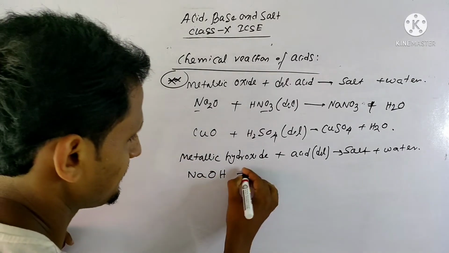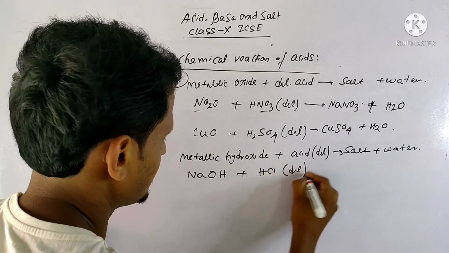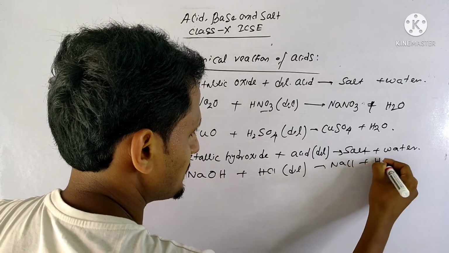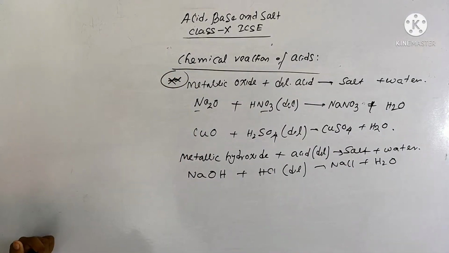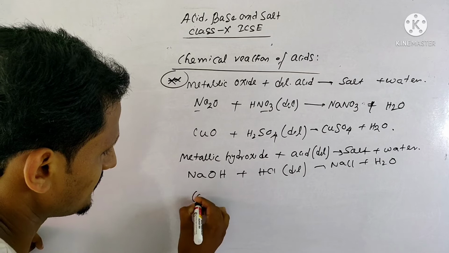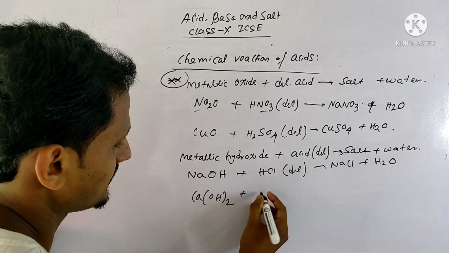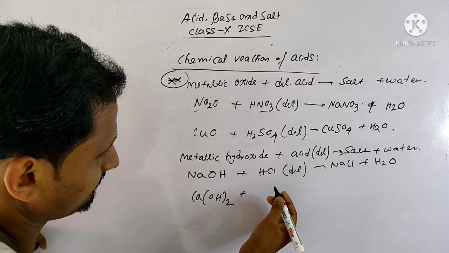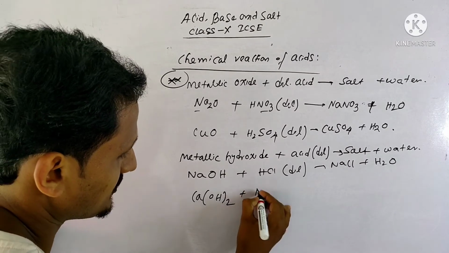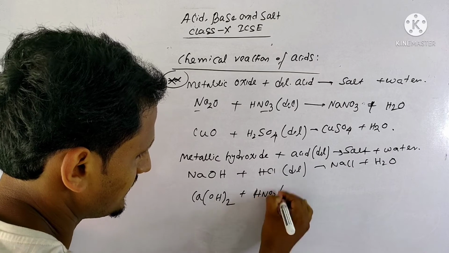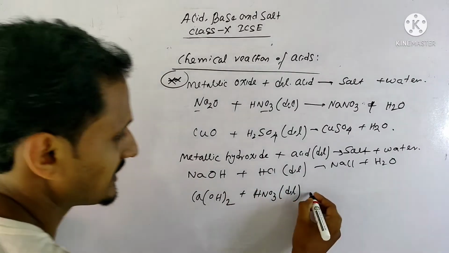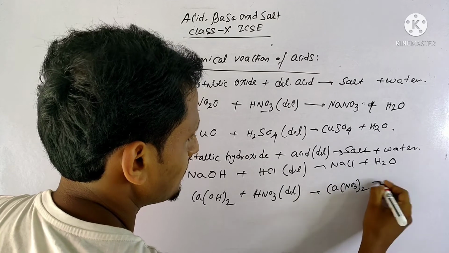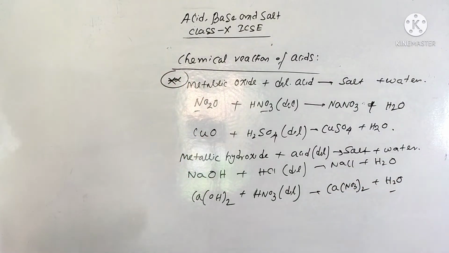Metallic hydroxide means the metal is sodium and hydroxide means OH. Metallic hydroxide plus HCl, dilute acid, forms NaCl plus H2O. Okay. Another metallic hydroxide, take calcium hydroxide plus HNO3, dilute. You will get calcium nitrate plus water. Balance you have to do. Okay, so done. So just complete this one, and just write down in your paper.